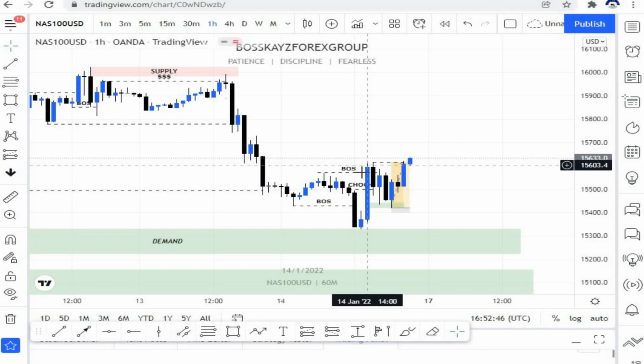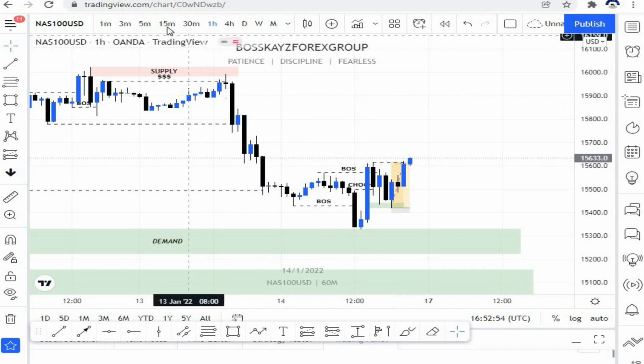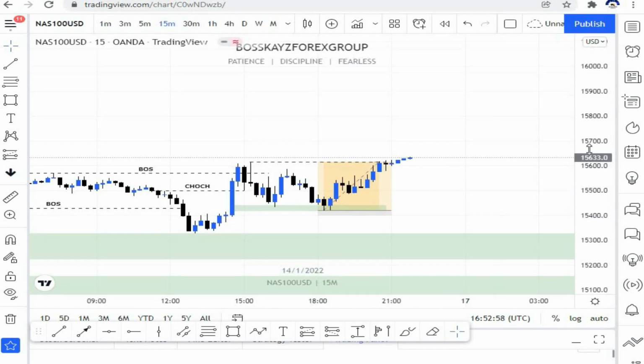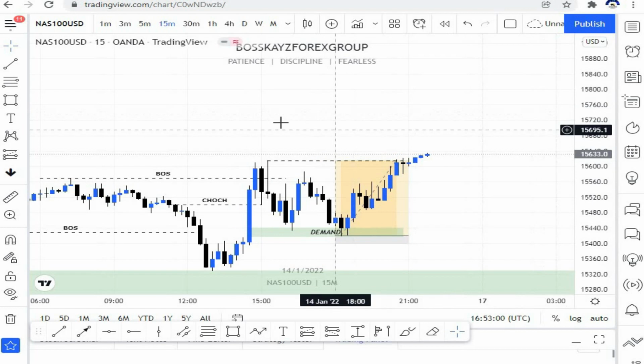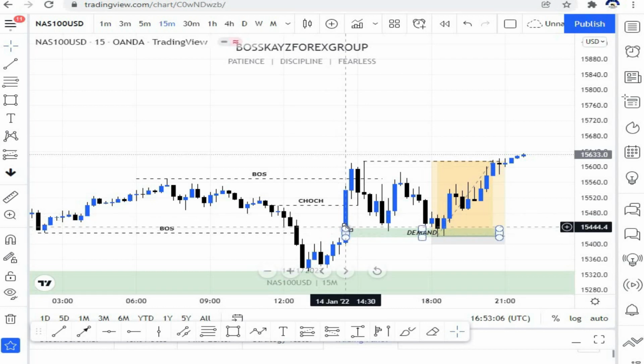Meaning now the structure was being changed. Why? Because the price has taken out the last lower high, creating a new higher high. But if you go back to the 15-minute chart, you see that the price has even taken out the last lower high, which was this one, and we had an imbalance candlestick right there.